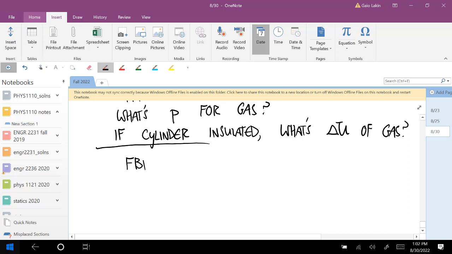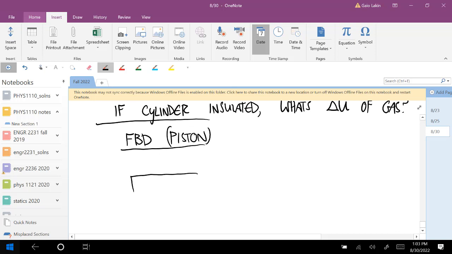So if I draw a free body diagram of the piston, we have a weight acting down of 5 kilograms times 9.81, so 49.05. And counteracting that is the force pushing up from the gas pressure. That's the pressure times the area of the piston. So this is going to be 0.02 P.